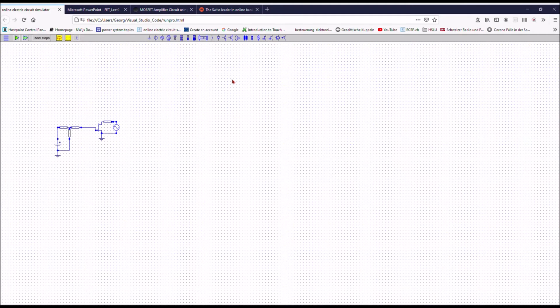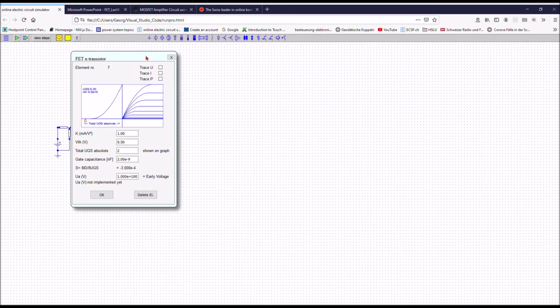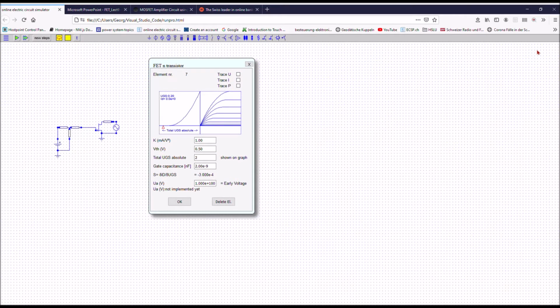Let's go to the simulator. The field effect transistor elements are here. It's drag and drop as usual. If you double click, you get the input mask. Here are the values you can input. So this is this K factor I was talking about. It's milliamps per voltage square. Then this is the threshold voltage. Here you have the total value of the gate source voltage.